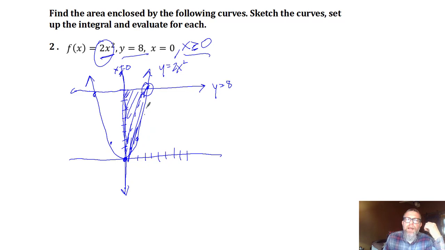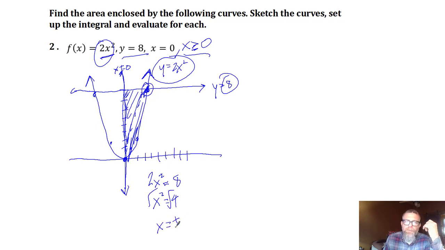This is 2. However, if you are having problems seeing that, it's the intersection of this function, y equals 2x squared, and this function, y equals 8. So to see what the x value is where they intersect, they have the same y value, we'd simply set those two equal to each other. 2x squared equals 8, and then divide by 2, so x squared equals 4, take the square root, and x is going to be plus or minus 2, which is the positive 2 and the negative 2. So you can see that's where they intersect, at positive and negative 2.